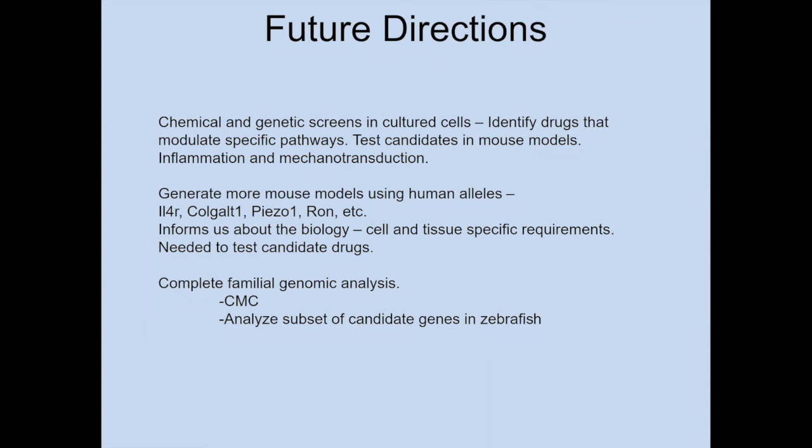And then finally, we're wrapping up our genomic analysis. We're analyzing one more phenotype. So we're looking at CMC OA as well. And we're going to continue to analyze a subset of candidate genes from our family studies in fish to identify kind of our top pathways and genes for future studies and chemical and genetic screens.